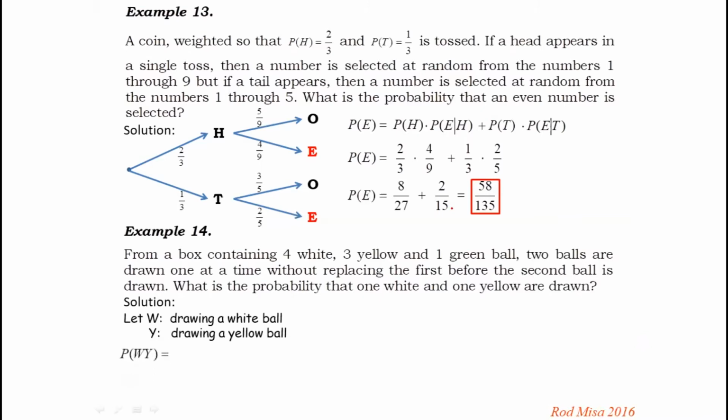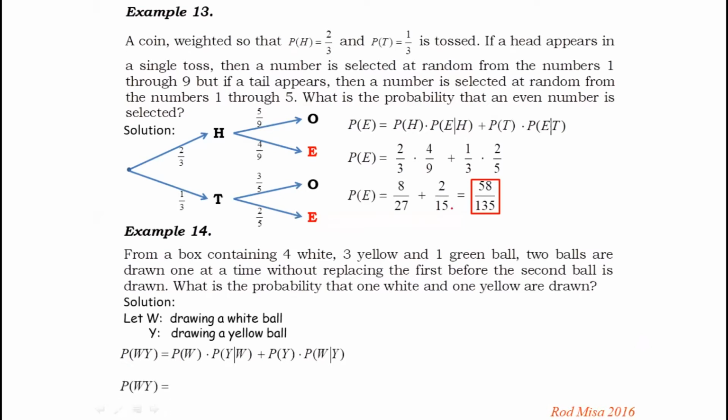So obtaining 1 white and 1 yellow is the probability of drawing a white during the first draw and drawing a yellow during the second draw, given that you have drawn a white ball from the first draw. And the second case happens when you draw a yellow one during the first draw and then multiplying it by the probability of drawing a white ball given that you have drawn a yellow ball during the first draw.